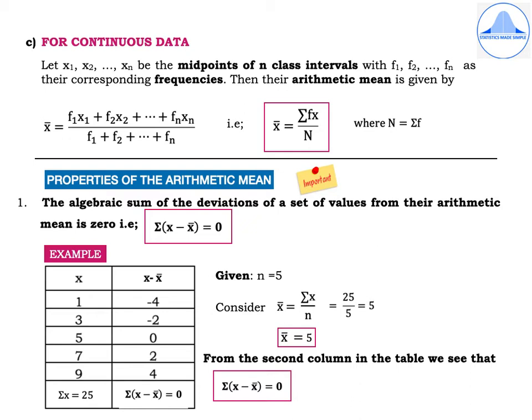Now when we find the sum of x minus x bar, we see that it is equal to 0. Or in other words, from the second column in the table, we see that summation x minus x bar is equal to 0, or the algebraic sum of the deviations of a set of values from their arithmetic mean is always 0.